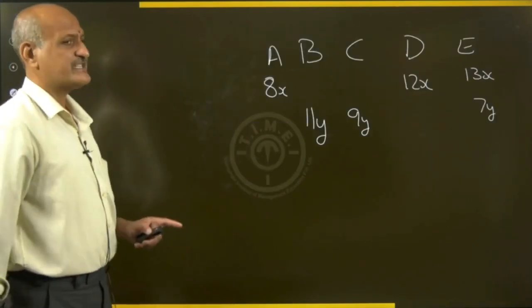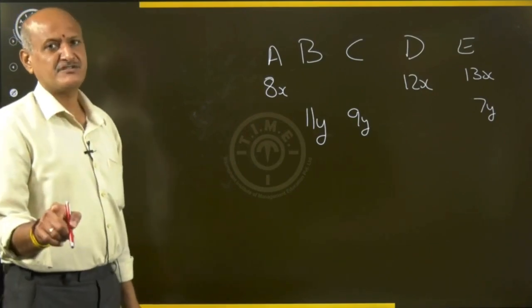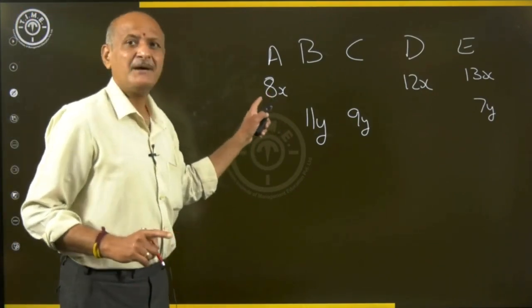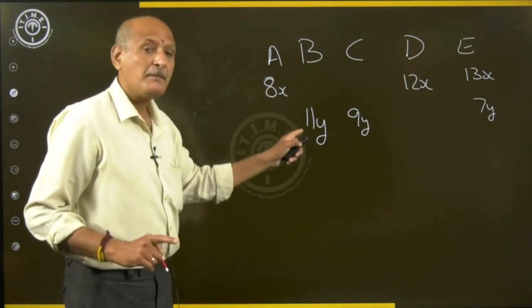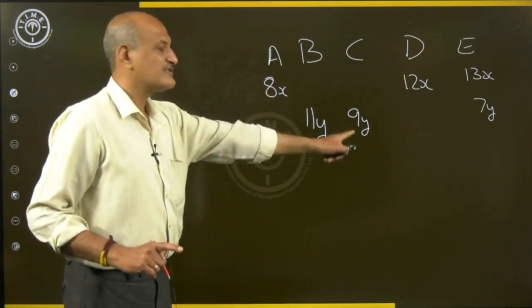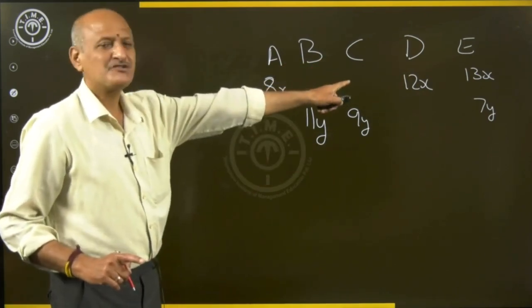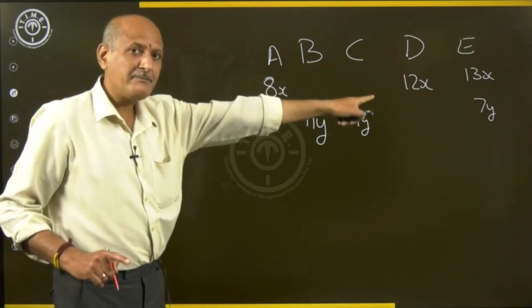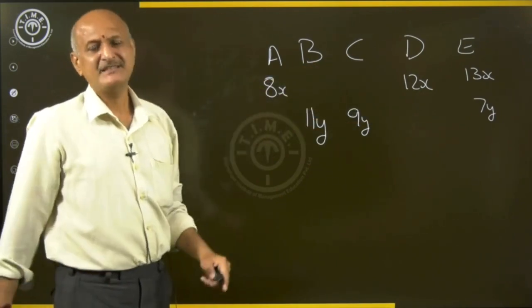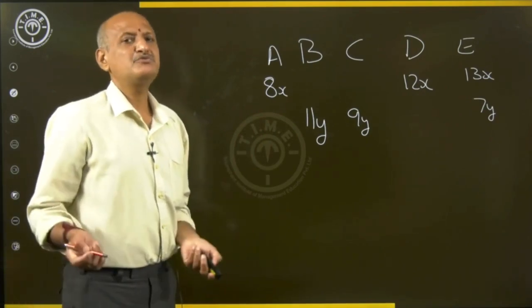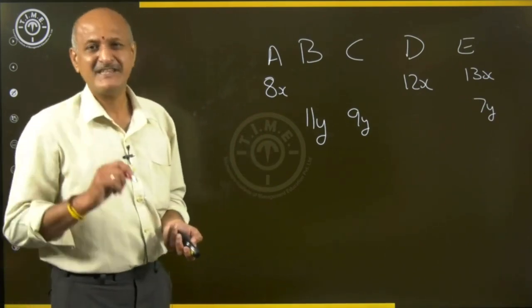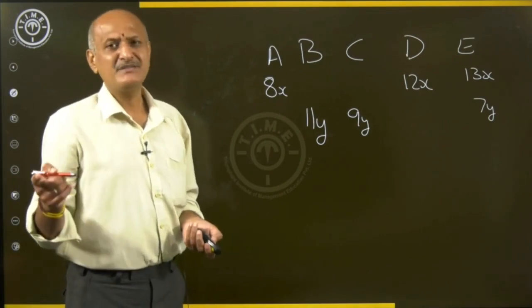What we have to understand is the scores are given in integers. So A's score here must be a multiple of 8. B's score must be a multiple of 11. C's score must be a multiple of 9. D should be a multiple of 12, and again E's score here must be a multiple of 13 as well as a multiple of 7 here. Now you choose here: what is that number which is both a multiple of 13 and a multiple of 7?